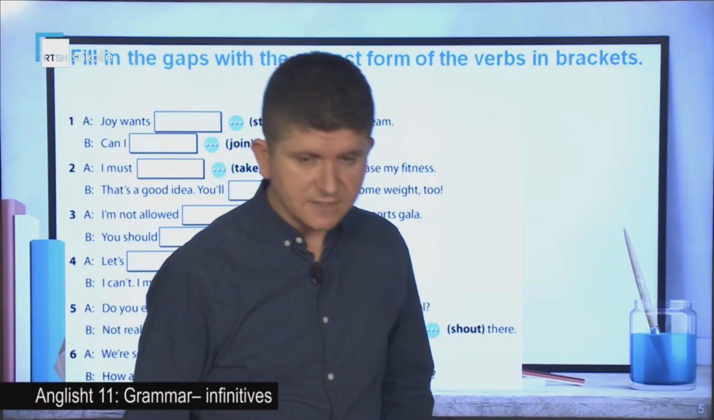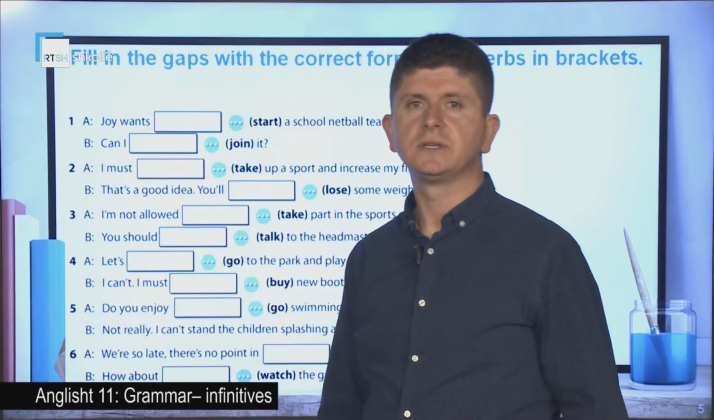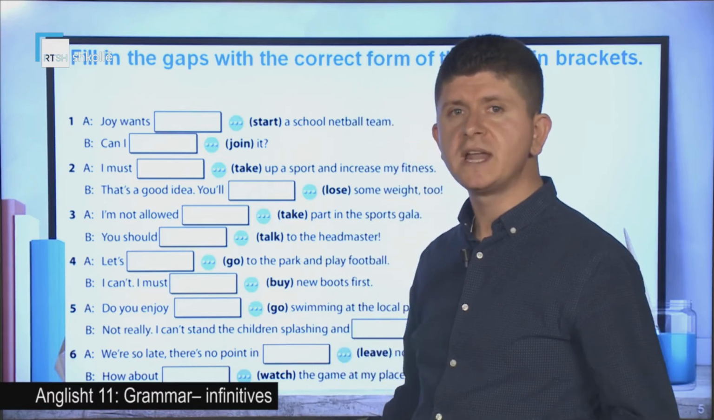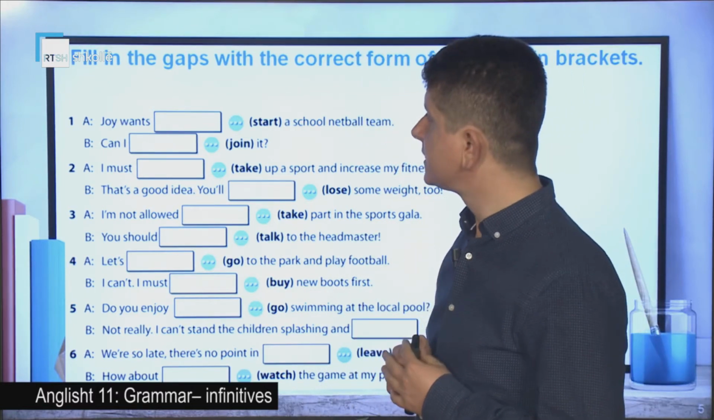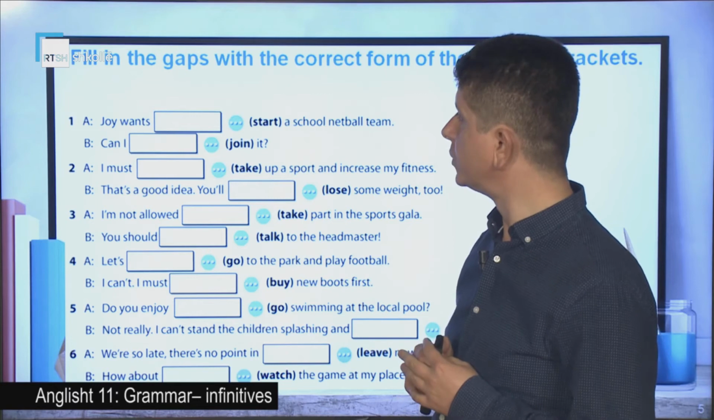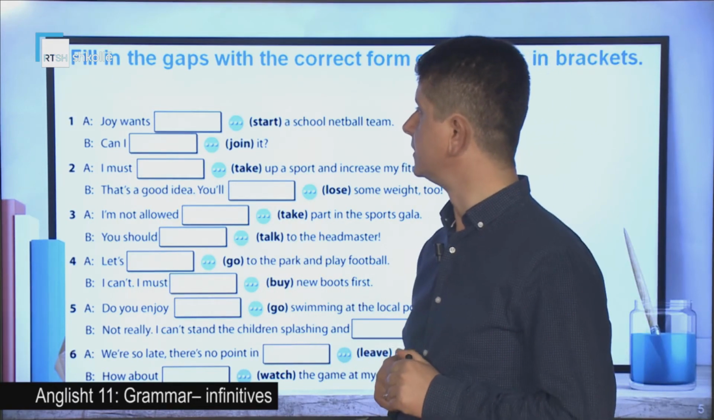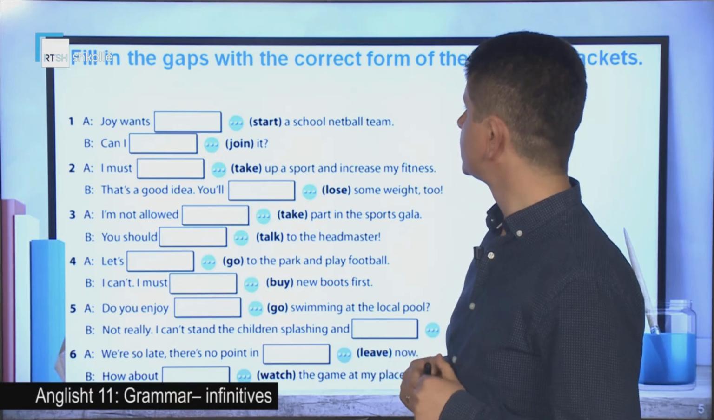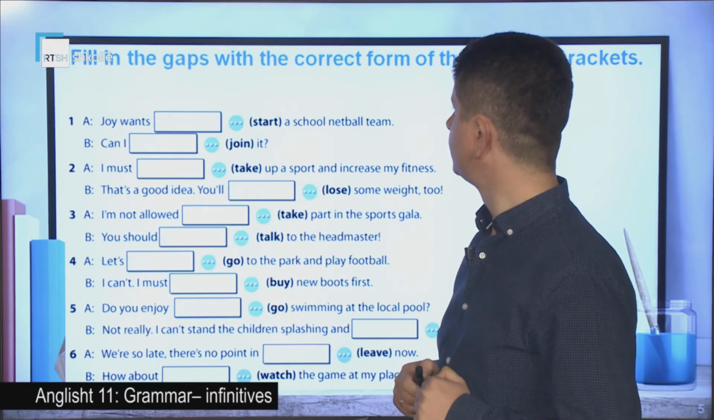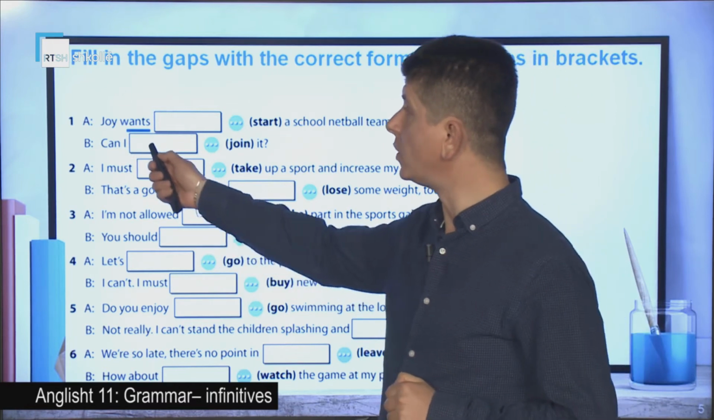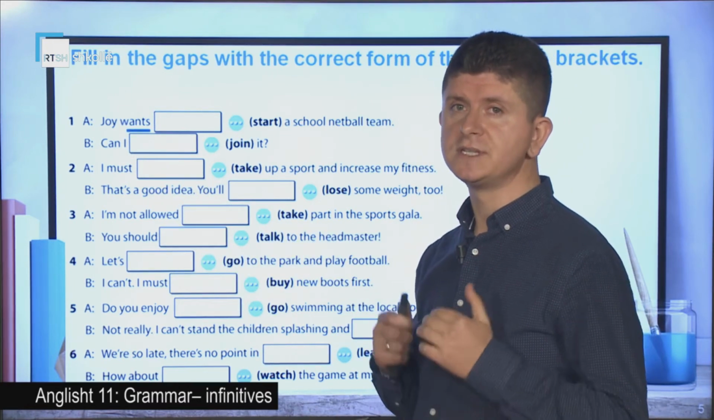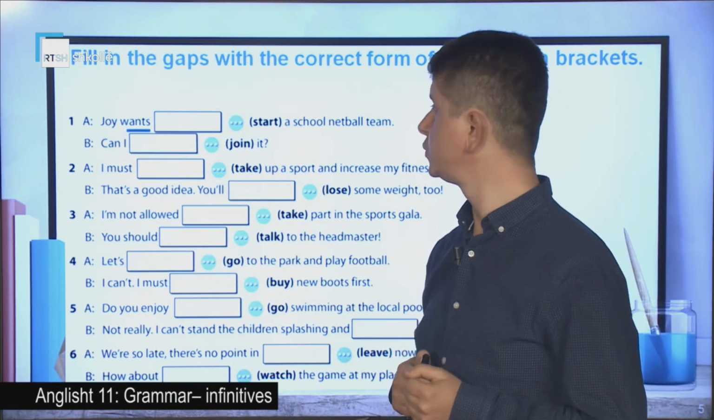Now let's do some exercise together to practice the two infinitives and ing form. When do we use them? The first thing that we have to do is to identify the words that tell us which one to use. Let's start with the first one. Joy wants to start a school netball team. So we have the verb want, and we know that if there is the verb want, we say want to start.